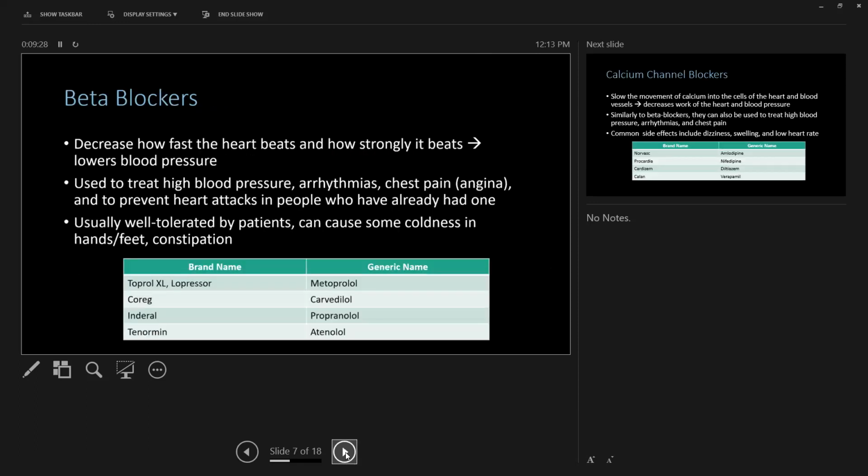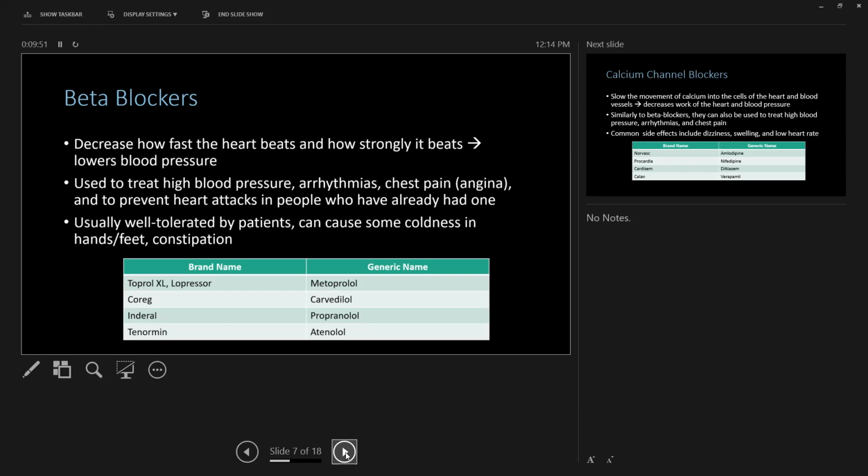Okay, so moving on to our next class. These are drugs called beta blockers. You can see the most commonly prescribed ones are probably the top two. So metoprolol, which comes in either once a day or twice a day formulation. Carvedilol. And then the less commonly used propranolol and atenolol.